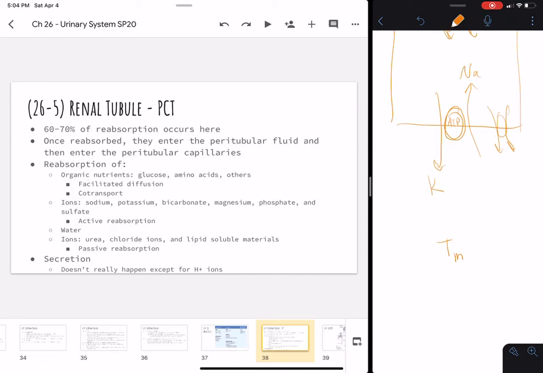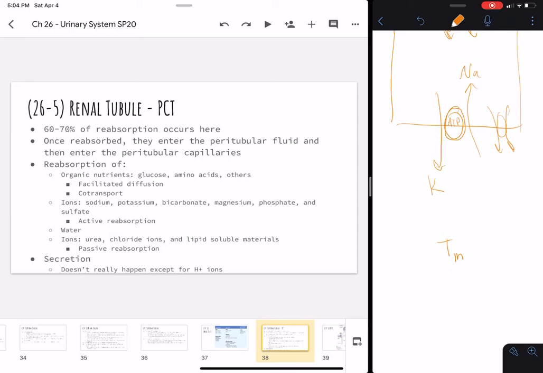Here we're reabsorbing glucose, amino acids, and sodium and potassium and bicarb, magnesium, phosphate, sulfate, water, and ions. That's a lot. The biggest ones that we really care about here are glucose and sodium and potassium and bicarb. The other things are really small, and even their passive reabsorption, as you can see on their list here. The ones that are actively reabsorbed, that means ATP is involved, and glucose and amino acids are either facilitated across the membrane or they're co-transported across the membrane.